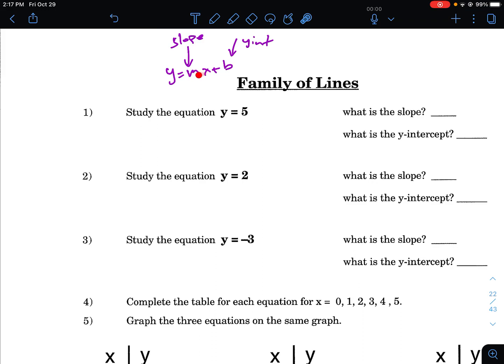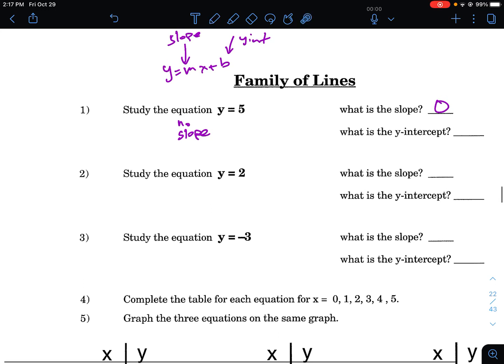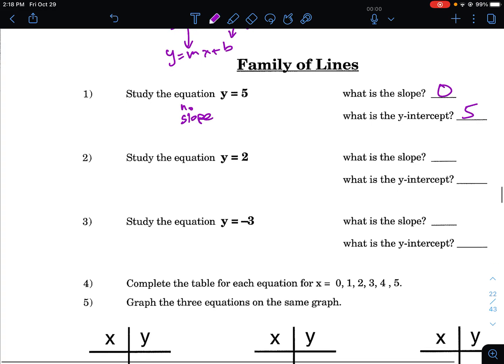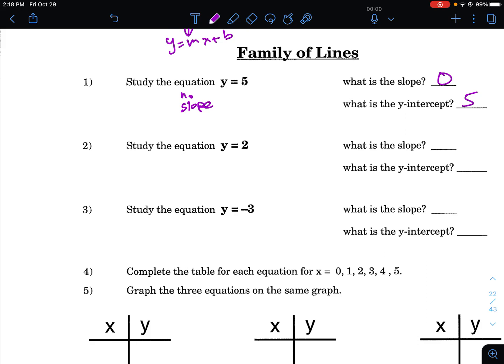Well, my slope is always attached to the x. It's being multiplied by the x, right? Is 5 being multiplied by x? It's not. There is no slope right here. So we say the slope is 0. Y-intercept is the constant that's by itself. That means it's 5.